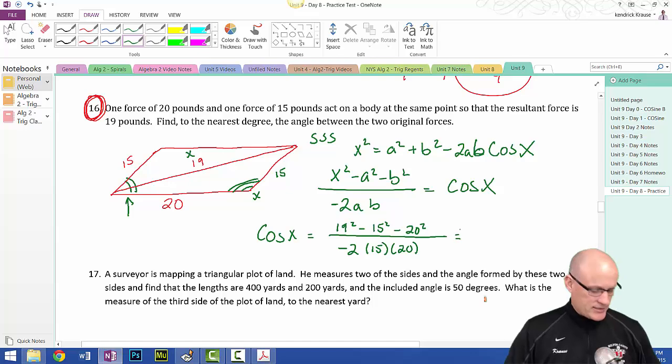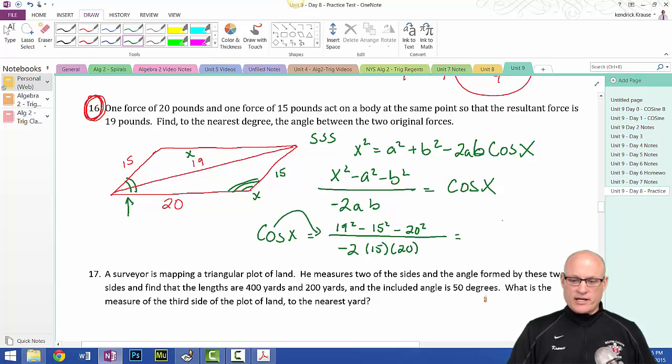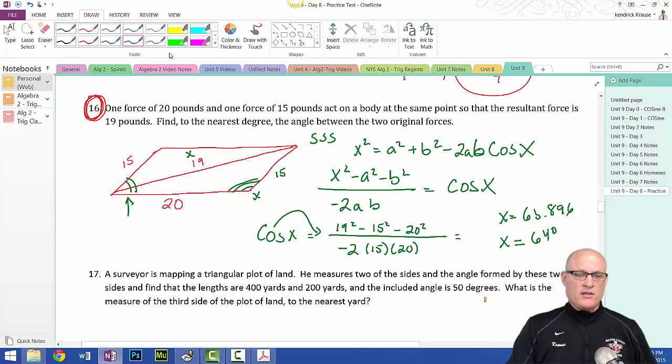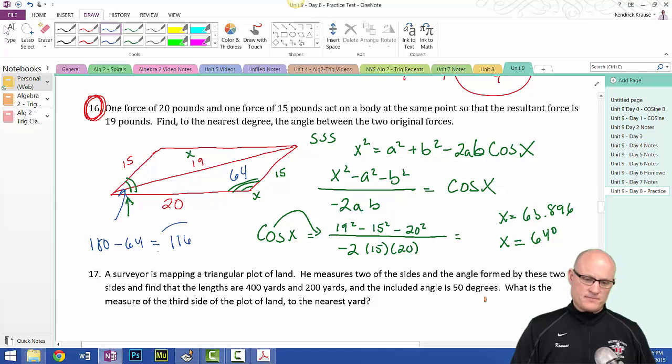And when I do that, and then immediately I'm going to do the inverse cosine of this thing. And when I do that, I get x equal to 63.896. Sorry, I'm trying to save time. Might run out of memory. So x equals, rounded to the nearest degree, 63. So this is 64 degrees. So even though my picture doesn't show it, this angle here is 64 degrees, which means this angle is 180 minus 64, which is 116. And there's your answer.